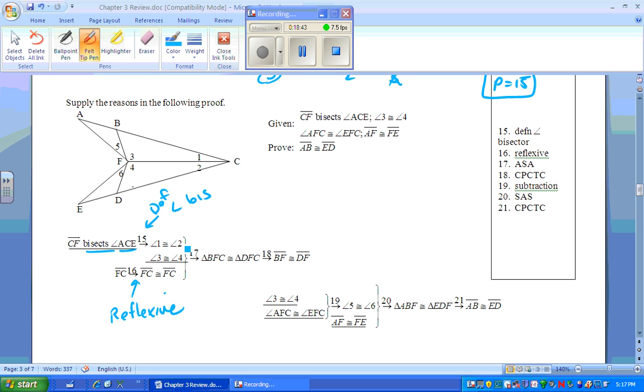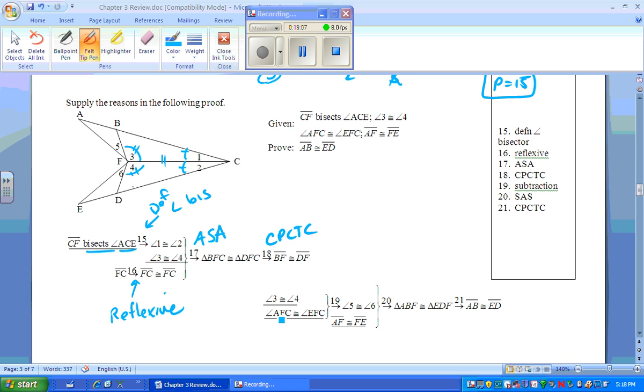17, we put it together. We have two angles and a side. If we looked at our picture up here, these two angles would be congruent. Angle 3 was congruent to angle 4, and this side was reflexive, so we got this triangle congruent to this triangle. So we got angle, side, angle. 18 has to then be CPCTC because that comes after triangles.